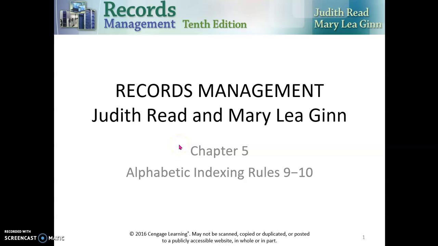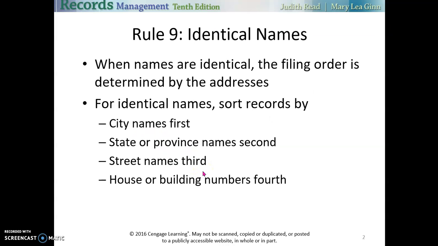Okay, Chapter 5 marks the end of our indexing rules for alphabetic indexing rules. And these are rules 9 and 10. And I did mention this in a previous video that sometimes we have names that are identical.